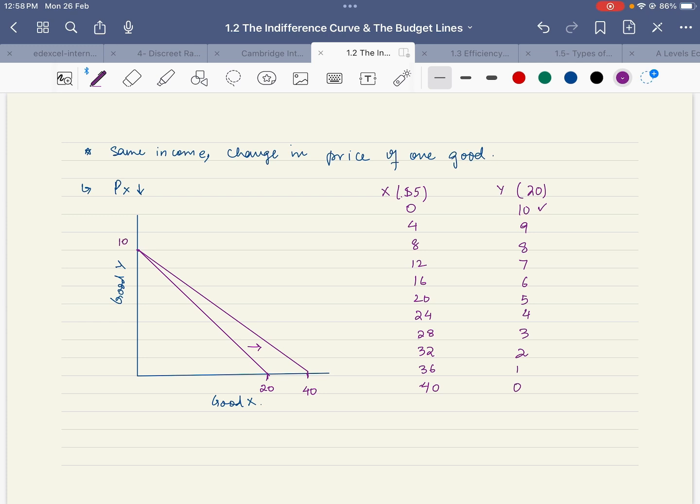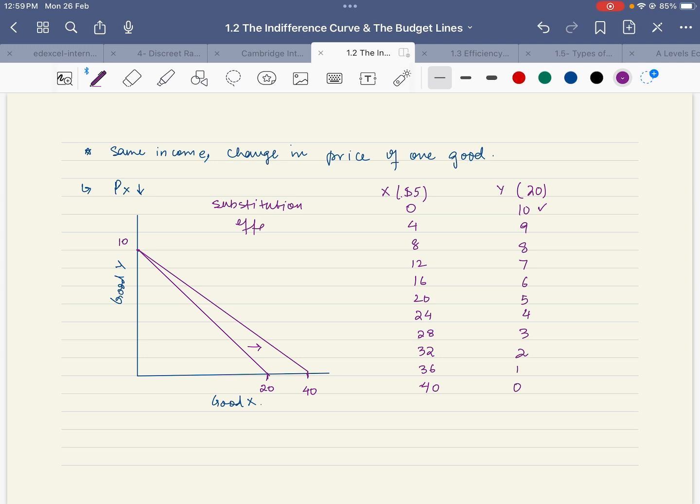This is a pivotal shift when the price of one good has fallen while the income stays the same and the price of the other good stays the same. As the price of X has fallen relative to Y, which is unchanged, consumers will substitute X for Y. This pivotal shift is representative of the substitution effect.